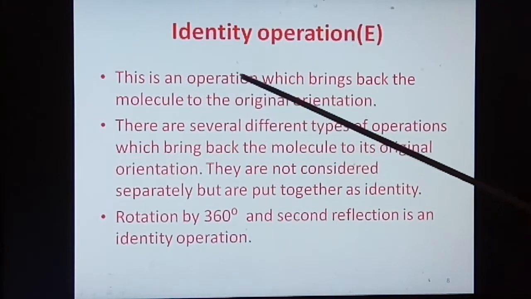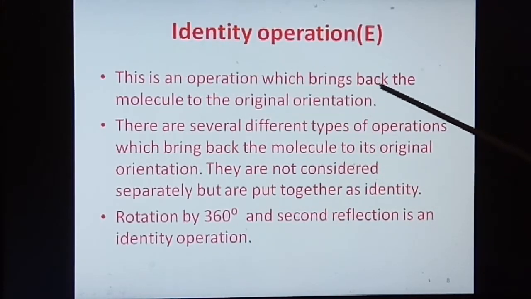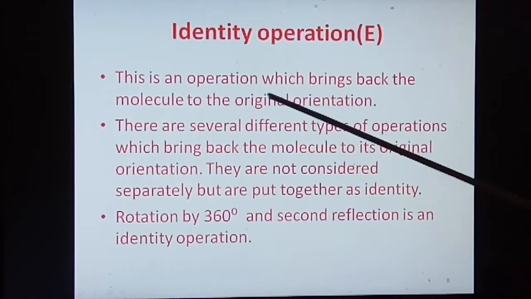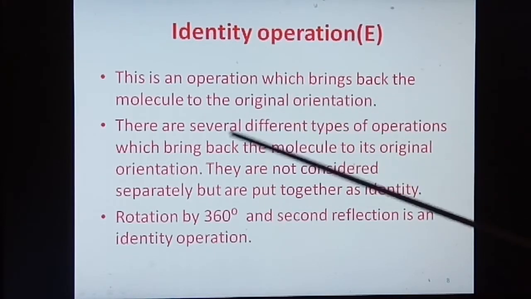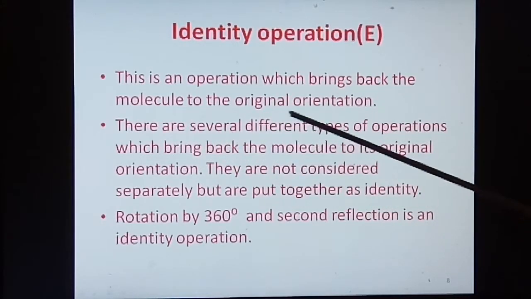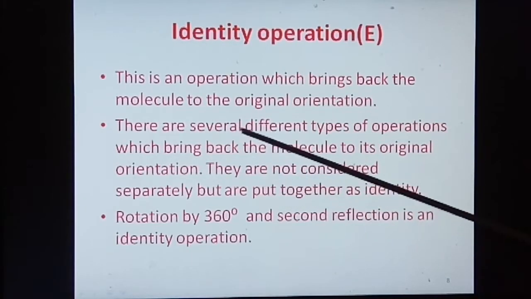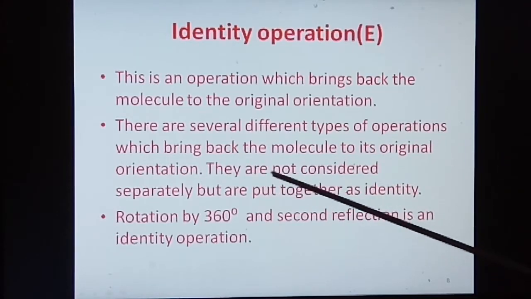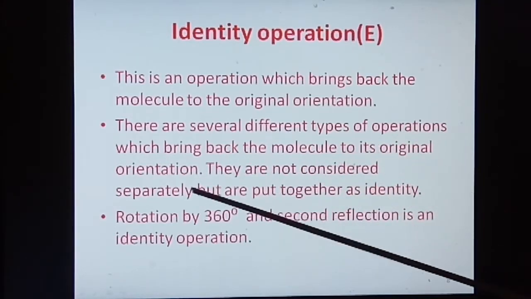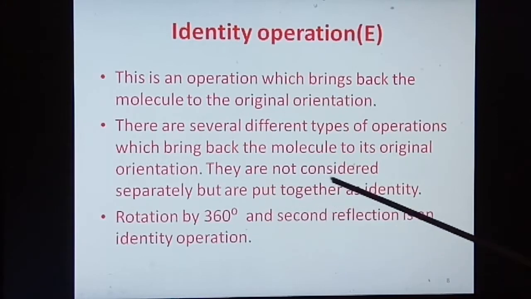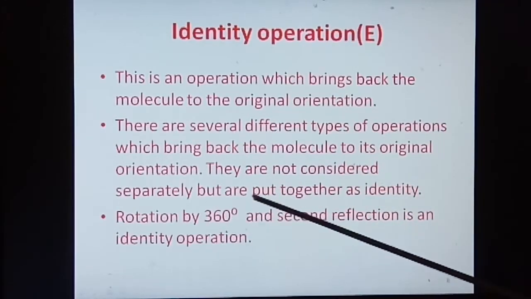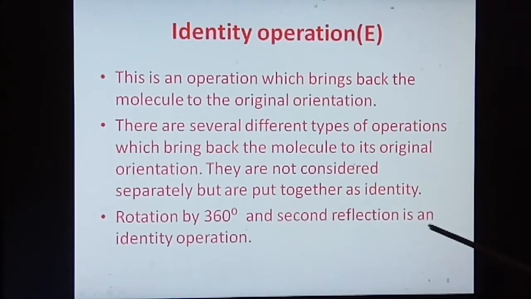This is an operation which brings the molecule back to the original orientation. There are several different types of operations which bring the molecule back to its original orientation. They are not considered separately but are put together as identity. Rotation by 360 degrees and a second reflection is an identity operation.